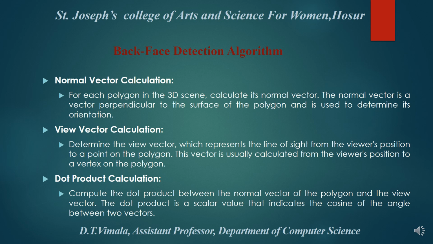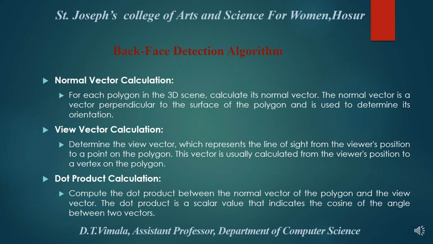How does the back face detection algorithm work? What are the steps we want to follow? First one, normal vector calculation. For each polygon in the 3D scene, calculate its normal vector. The normal vector is a vector perpendicular to the surface of the polygon and it is used to determine its orientation. Next, view vector calculation.